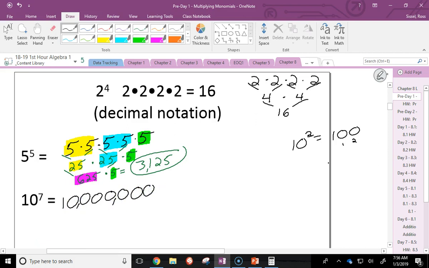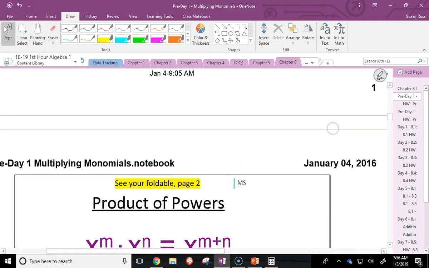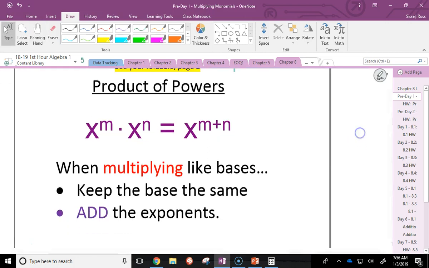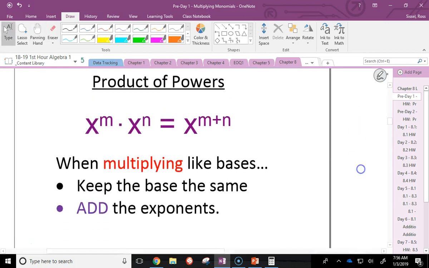So that is 10 million. If you ever have a question on it, you can still work it all the way out. All right, so those are pretty easy. Here comes the part that might be a little bit different for you.